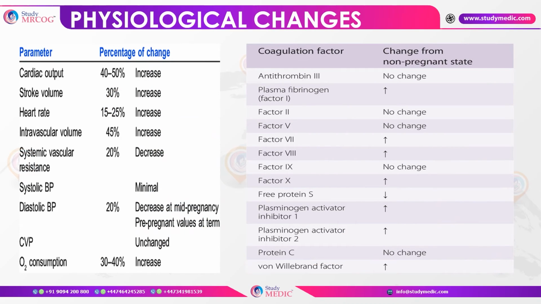Coming to some physiological changes that we see in the cardiovascular system, the cardiac output increases by about 40 to 50%, the stroke volume increases by 30%, the heart rate by 15 to 25%, and the intravascular volume by 45%. When you look at the systemic vascular resistance, there's a reduction or drop of 20%. So is the diastolic BP, which reduces by 20%. Among the coagulation factors, the one which decreases is free protein S, and there is no change seen in antithrombin 3 and factors 2, 5, 9 and C, whereas the other factors increase in pregnancy.